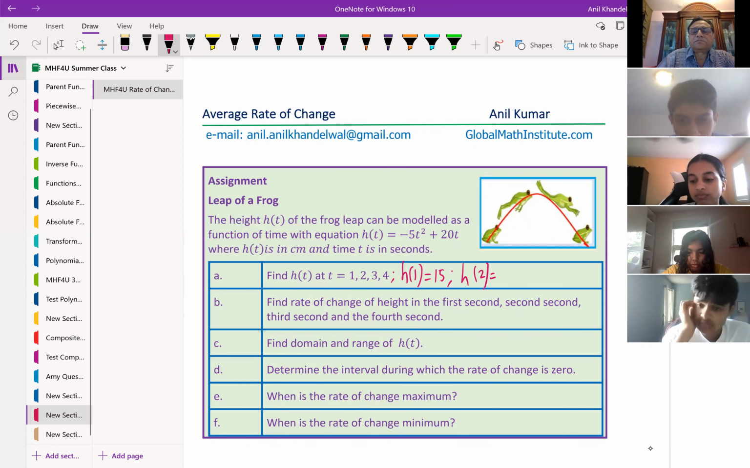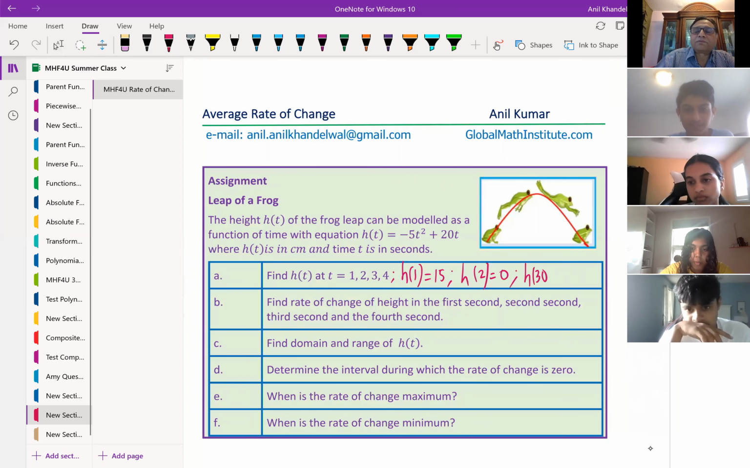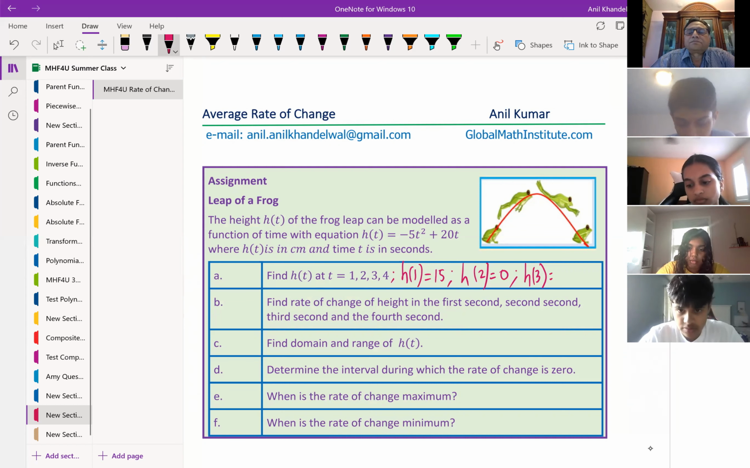It would be 20, right, sir? 2 squared is 4, 4 times 5 is 20. Use a calculator. That's why I told you. We don't have time now. H of 3, tell me. Three squared is 9. 9 times 5 is 45, and it's a negative value, correct?